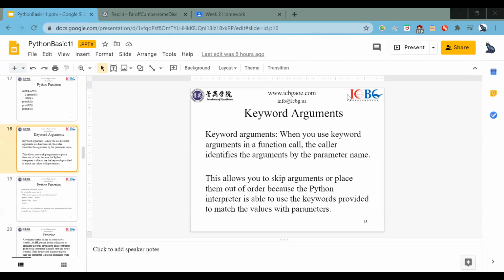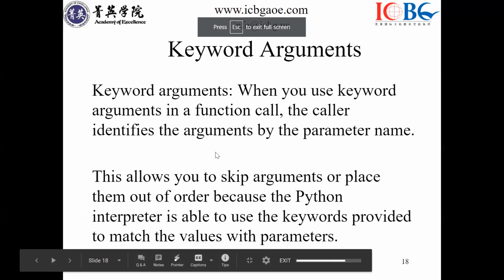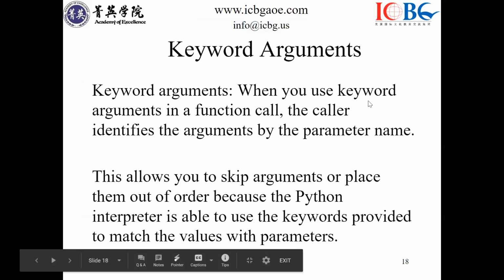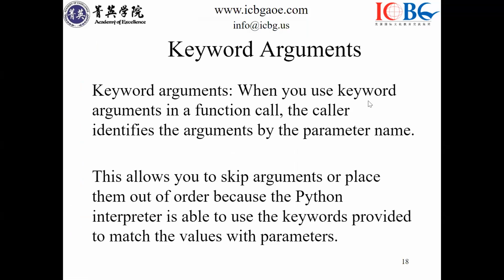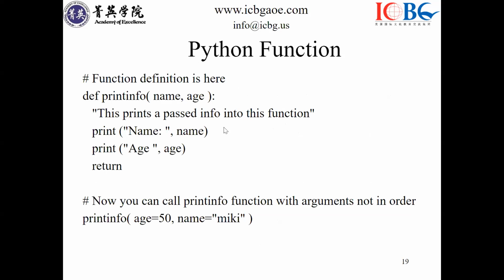Okay. So, keyword arguments. When you use keyword arguments in a function call, the caller identifies the arguments by parameter name. This allows you to skip arguments or put them out of order because the Python interpreter is able to use the keywords provided to match the values with parameters. This is kind of like when we were doing formatting, right, and how you could assign keywords to the different spaces in your string that you wanted to format. It's kind of similar.